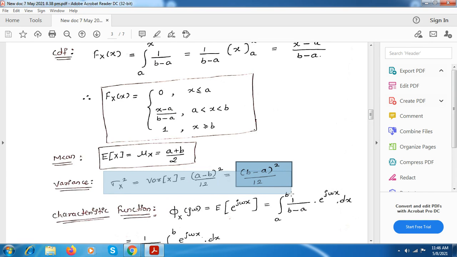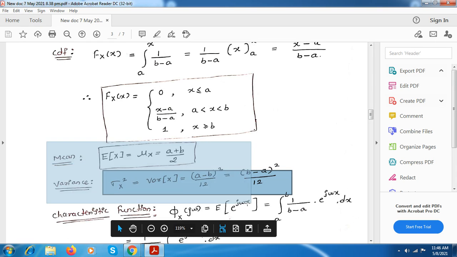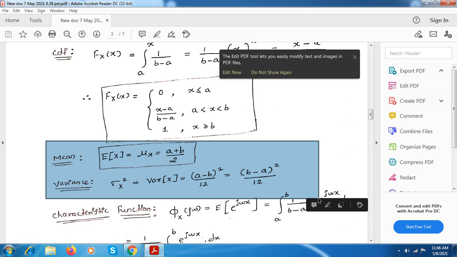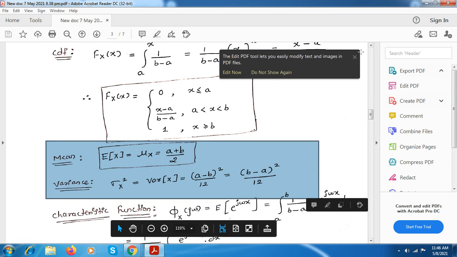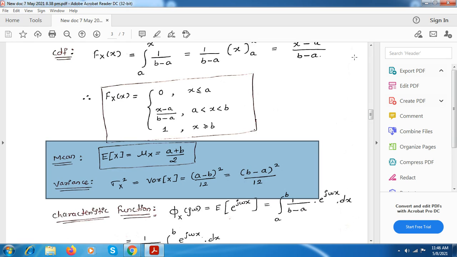So this is the sigma x whole square. The mean value is a plus b by 2 and the variance is b minus a the whole square divided by 12. Just take down these equations also. Mean of uniform distribution, that is a plus b by 2, and variance is b minus a whole square divided by 12.